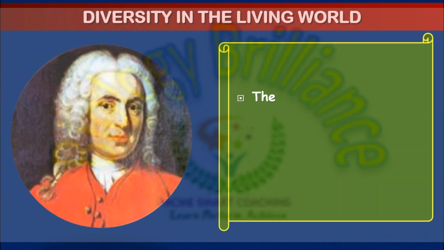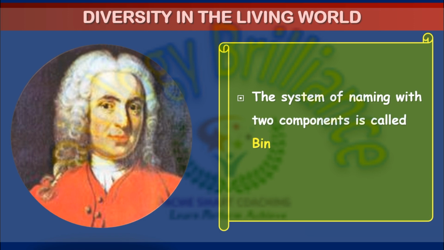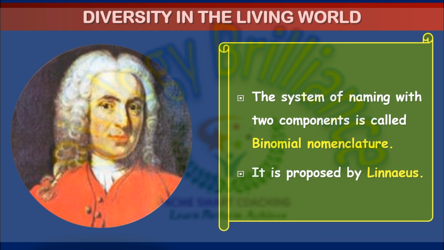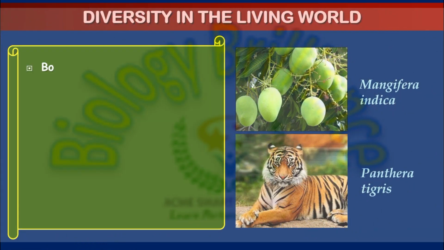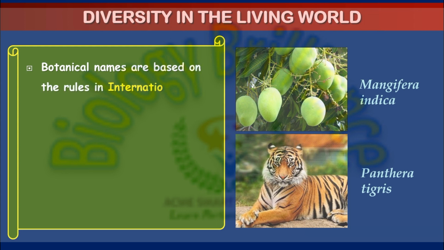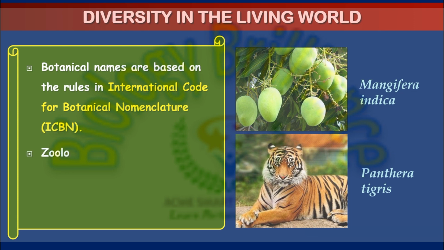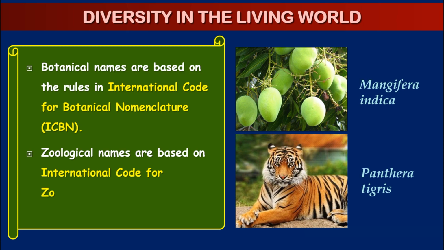The system of naming with two components is called binomial nomenclature. It was proposed by Linnaeus. Botanical names are based on the rules in the International Code for Botanical Nomenclature, ICBN. For example, Mangifera indica for mango. Zoological names are based on the International Code for Zoological Nomenclature, ICZN. For example, Panthera tigris for tiger.